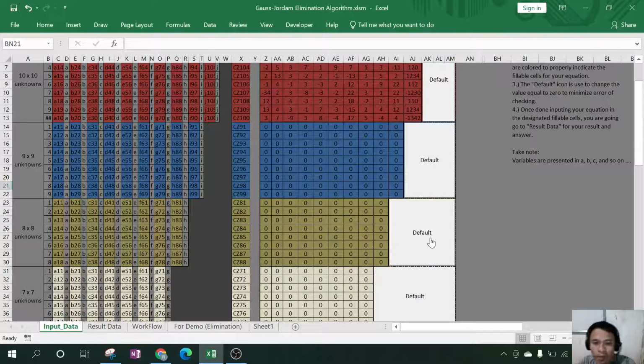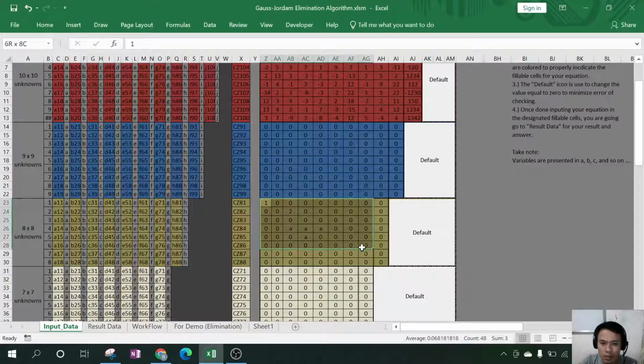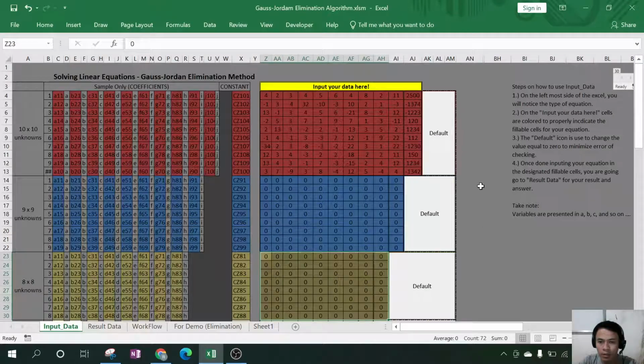This default is clickable. For example, we have inputted data 1, 2 somewhere in these cells, then you want to delete or change this data because you do not want this one, or you want to change the data. The easiest way is to click default. The value will change to 0. That's the purpose of the default click.